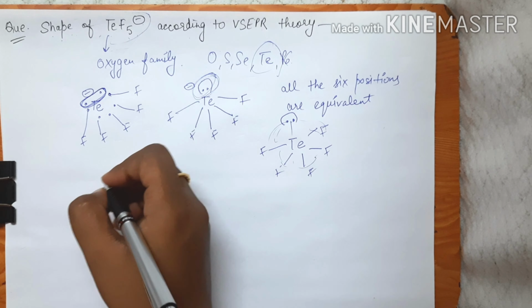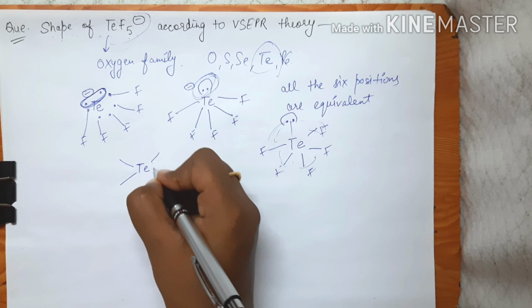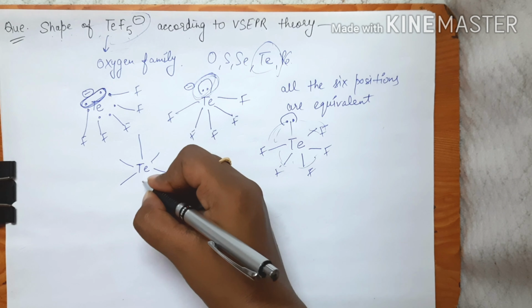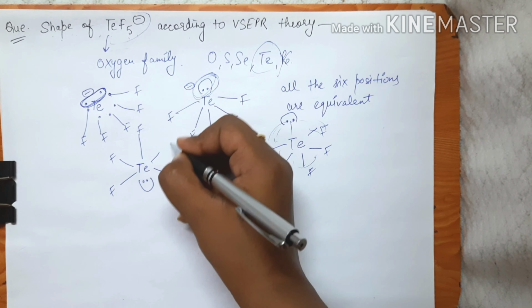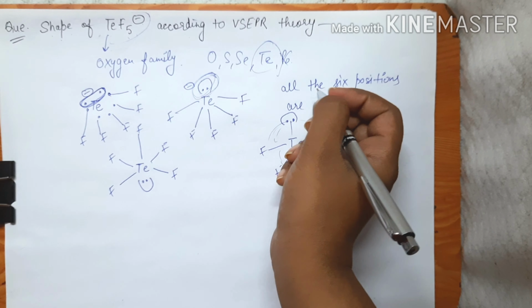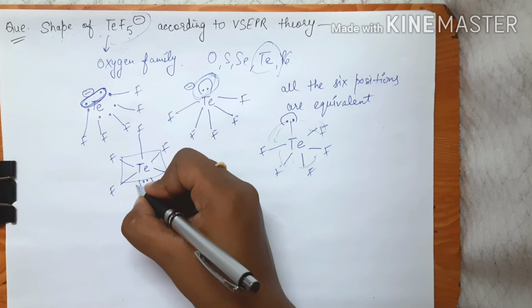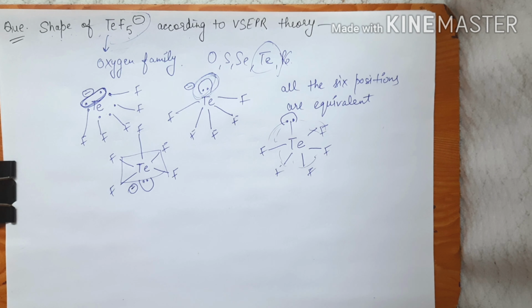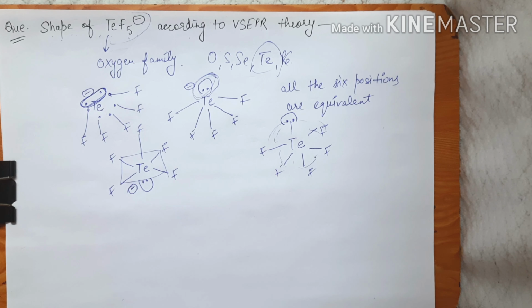So the shape is like this. This is tellurium, a square, and this one lone pair is present like this, with 5 fluorines present like this. So this is going to be the shape of TeF5 negative. Here the negative charge is also present, so it is going to have a square pyramidal shape. Here all the positions are equivalent. So this is all about the TeF5 negative molecule.